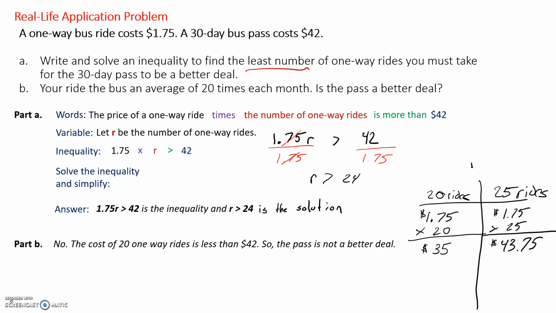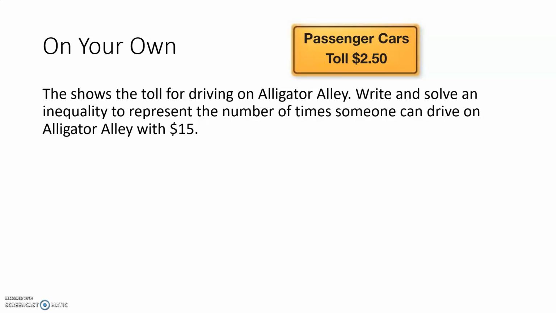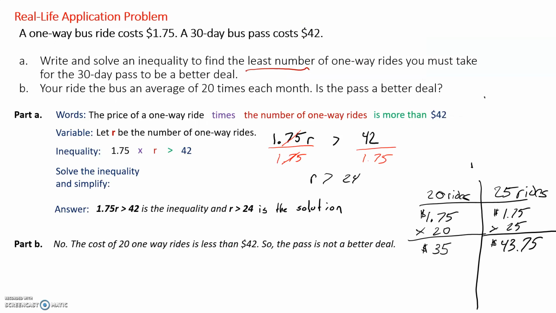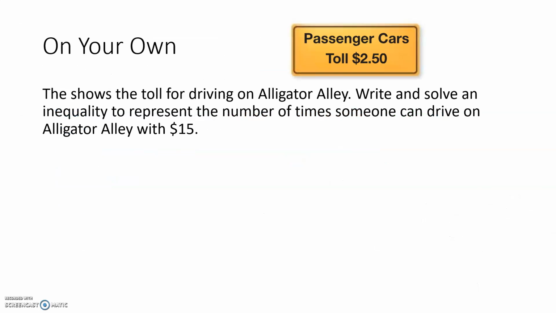I want you to go ahead and try this one on your own. It's slightly different. It's only one step. The key thing is to break it down and understand what you have to do. Write and solve the inequality to represent the number of times someone can drive on Alligator Alley with $50, and pay attention to the sign up there. You will see this again. All right, we're going to give this a shot.